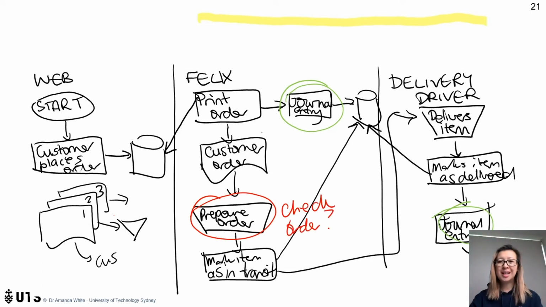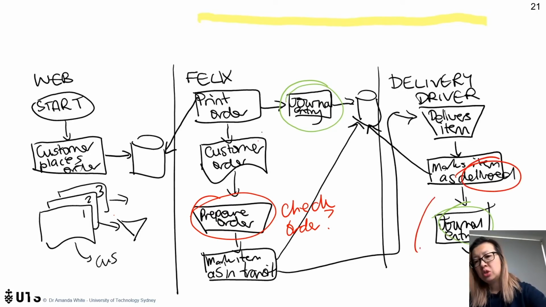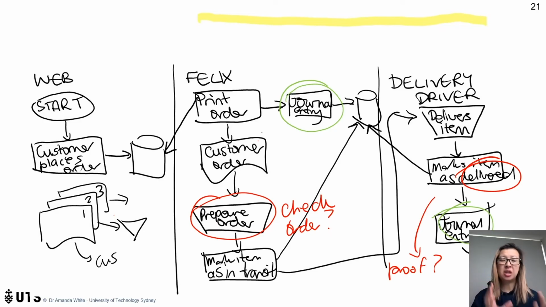We know that there's a delivery of an item. Once they're marked as delivered, there's a journal entry. But were they actually delivered? Do we have any proof that the customer received the items? So what we do is we look at the process and say, okay, could there be a problem in the part where, for example, the customer places an order? Is this information secure? When I pack the order, should I have a decision point?